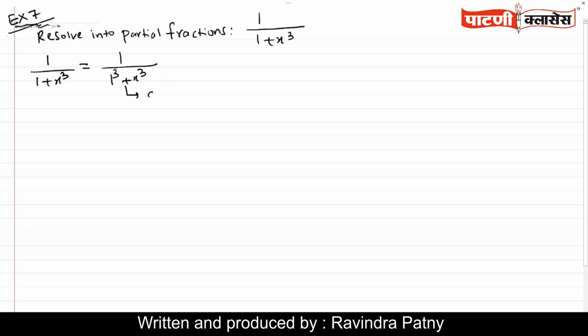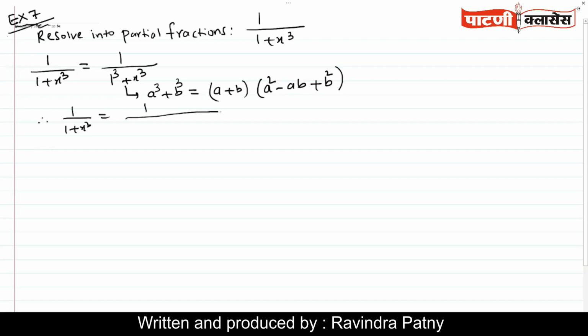So here a formula, a cube plus b cube, can be applied, that is equal to a plus b into a square minus ab plus b square. Therefore 1 upon 1 plus x cube can be written as 1 upon a plus b, that is 1 plus x, and a square minus ab plus b square. Therefore the given problem is equivalent to 1 upon 1 plus x, 1 minus x plus x square.